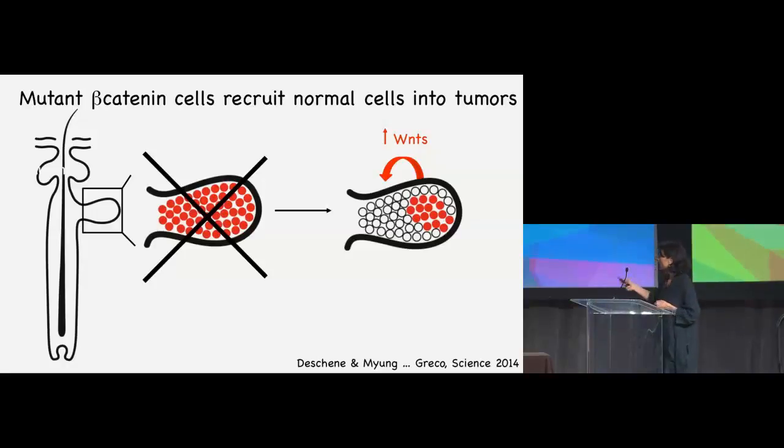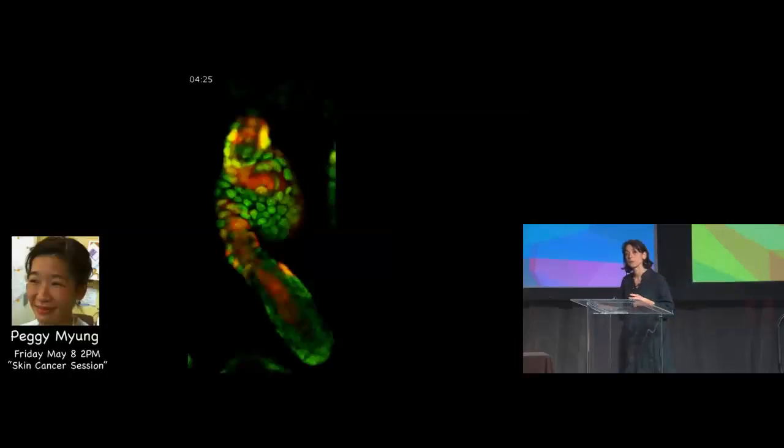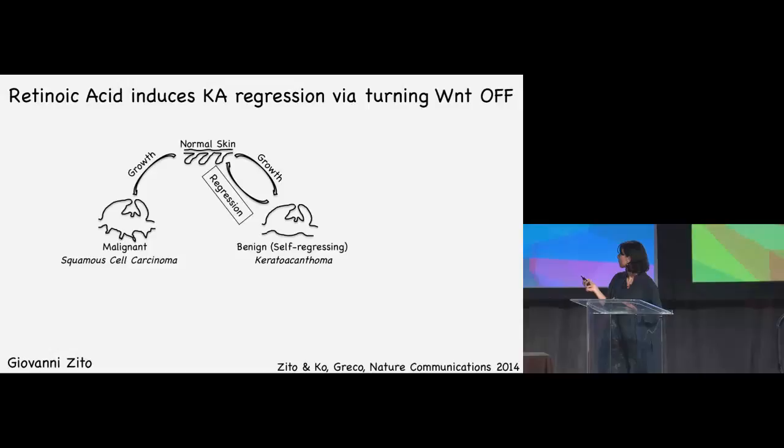I'm not going to spoil that because Peggy is going to present this work to you in her own talk, but she will show you how she can track the beta-catenin cells in red as well as the wild-type cells in green, and then understand the dynamics by which cells that carry an oncogenic hit can trigger tumor formation.